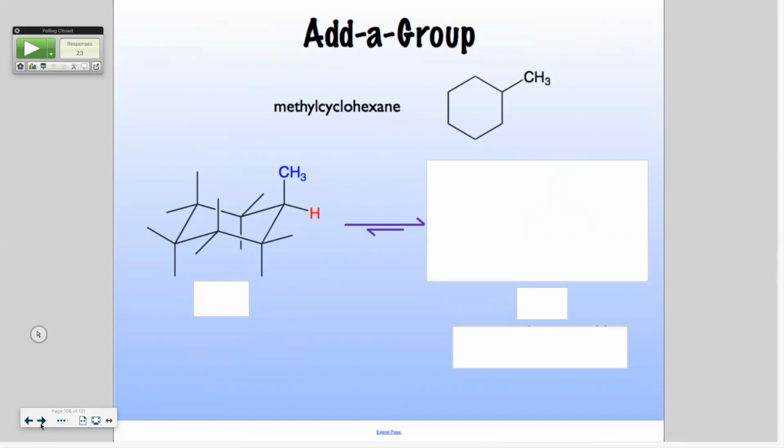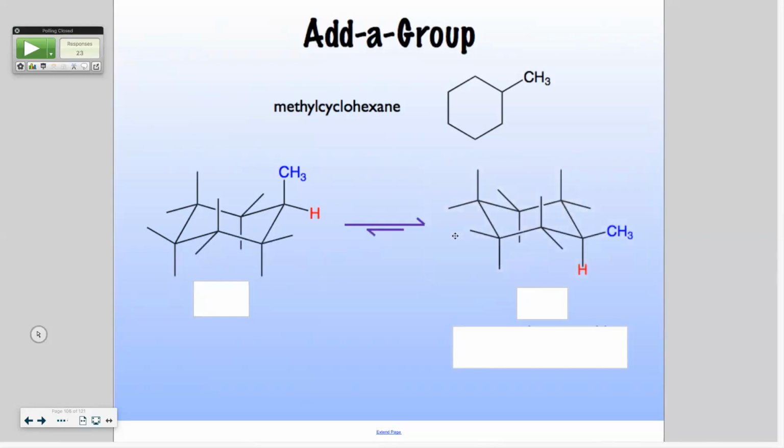You're changing the head and the foot. And notice that the methyl only moved that much. It was axial and then it's equatorial. It doesn't move very much. Okay, it feels like a lot, but it isn't. So here is the equatorial one. Notice the methyl is still up. Which one do you think is more stable? The equatorial one. Why? Because it's more staggered that way.